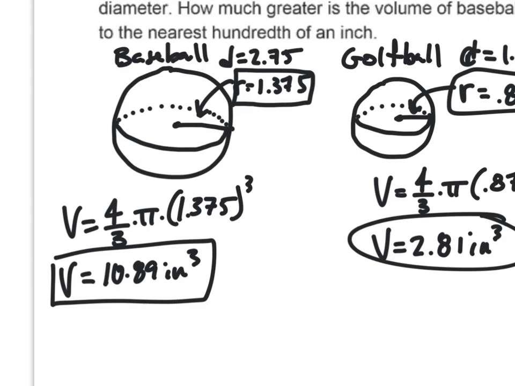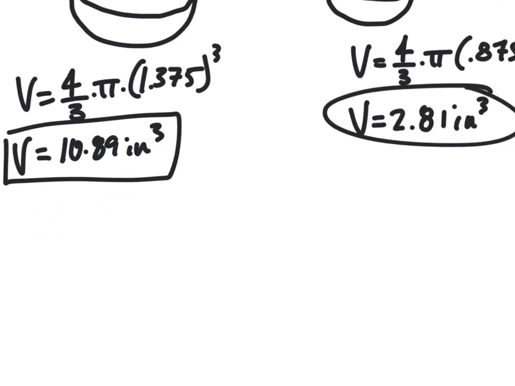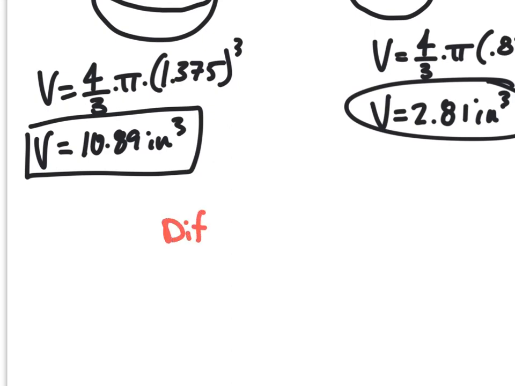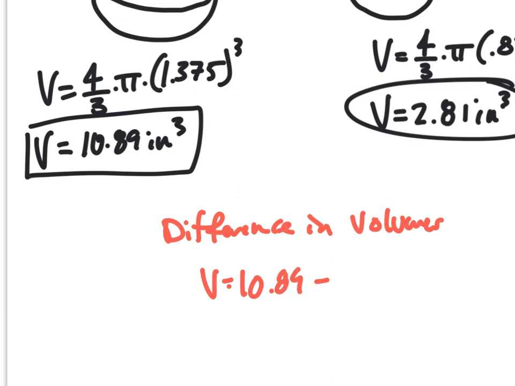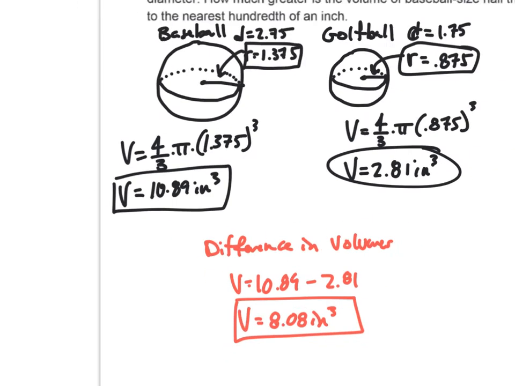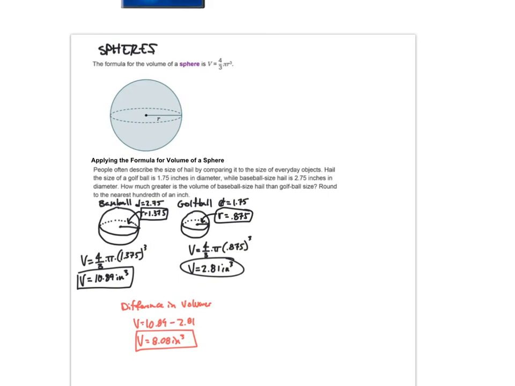And so the difference in the volumes, okay, so the difference in the volumes is, and let's do this, 10.89 minus 2.81. So we've got 10.89 minus 2.81, and that's going to give us a difference of 8.08 inches cubed. Okay, and that's the difference in volume. So, guys, a lot of this is just recognizing formulas and applying those concepts.